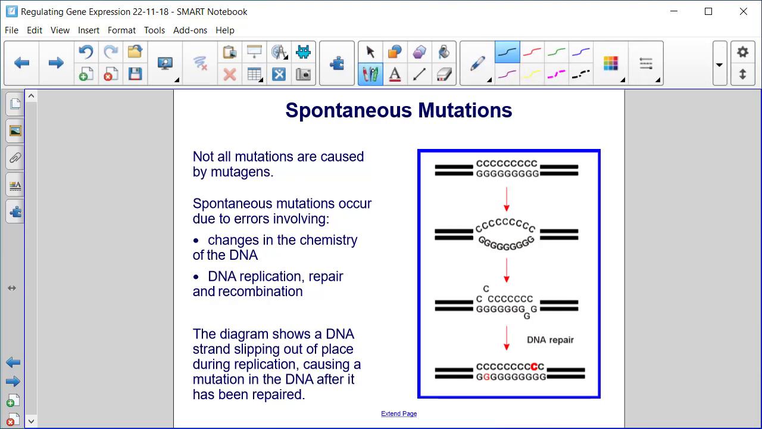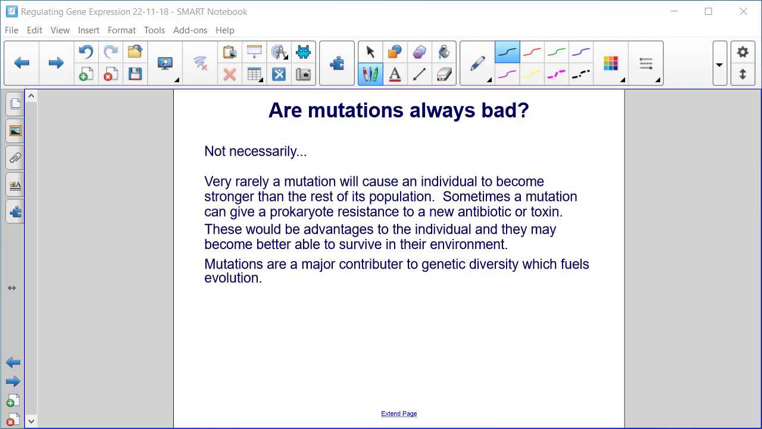So in this diagram, we have a strand of DNA, C's and G's, that during the replication process, one of the strands here slips out of place. And during the DNA repair process, we come in and replace a missing C and a missing G. Okay? And in doing that, there's 9 bases here, here, and here. One is just out of place. But in the repair process now, we have an extra C and an extra G, which will result in a mutation.